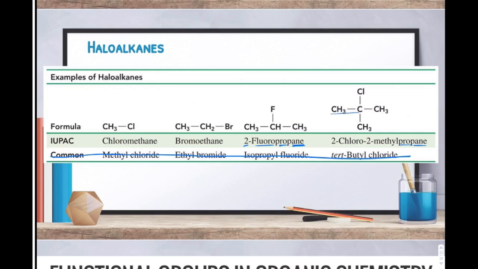Let's identify this longest chain. Here it is. It has a methyl. Where's the methyl? Carbon 2. Here it is. 1, 2, 3. It has a chloro. Where's the chloro? Carbon 2. So the name is telling you exactly where everything is on that compound.